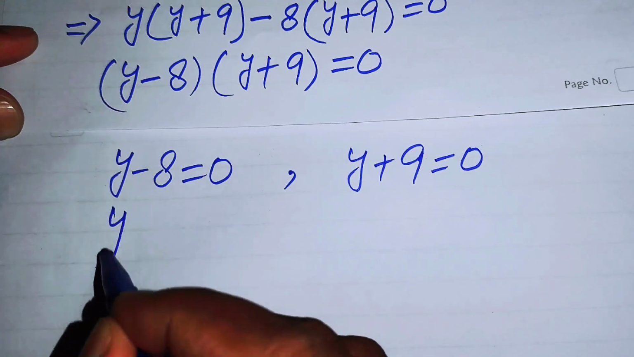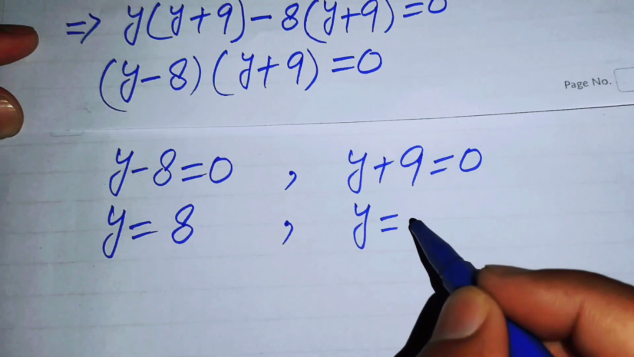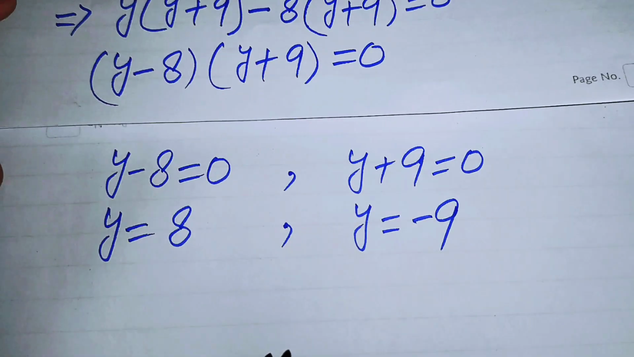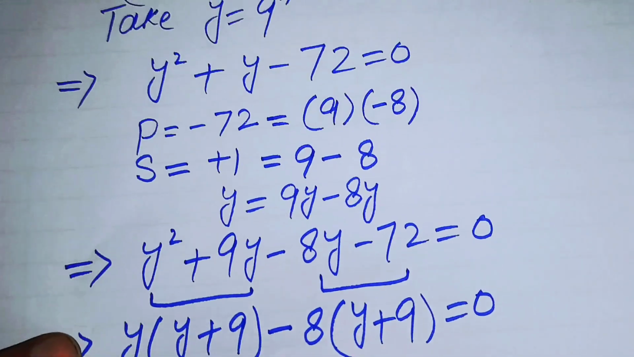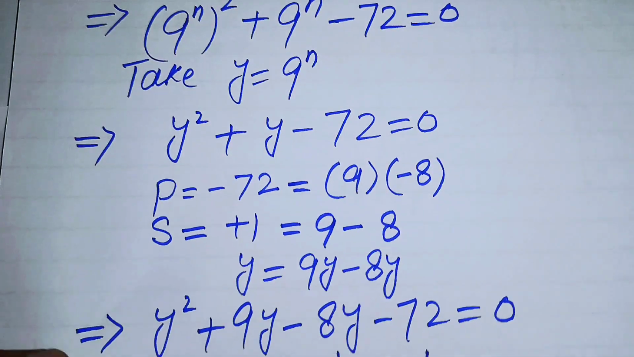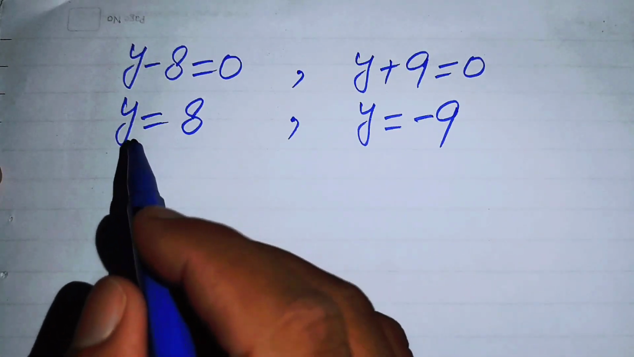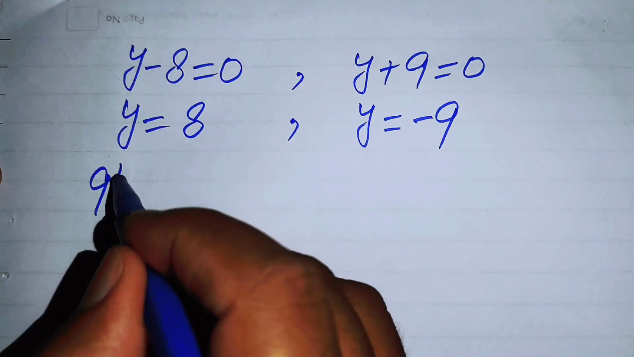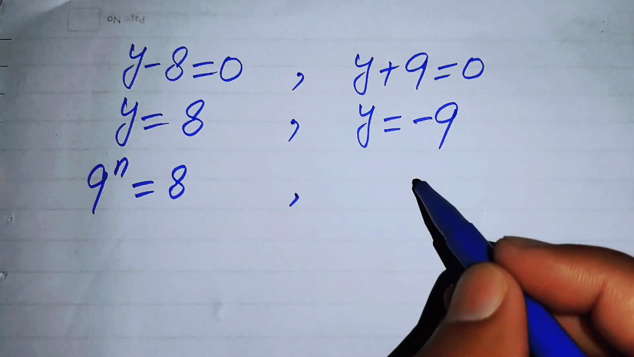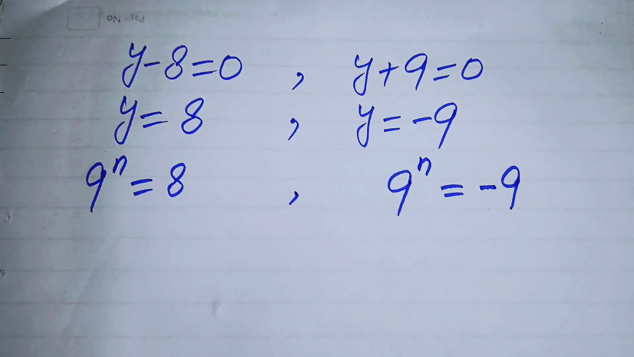In the first case you get the value of y is 8, and in the second case you get the value of y is minus 9. At the start of the question we took y is equal to 9 to the power of n. So now we back substitute the value of y, and you get 9 to the power of n is equal to 8. Similarly, in the second case, you get 9 to the power of n is equal to minus 9.